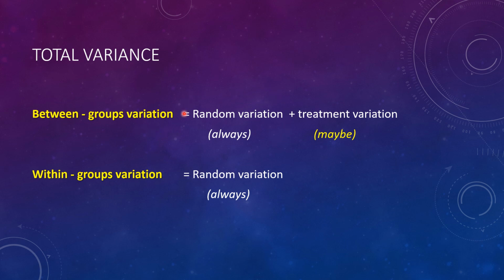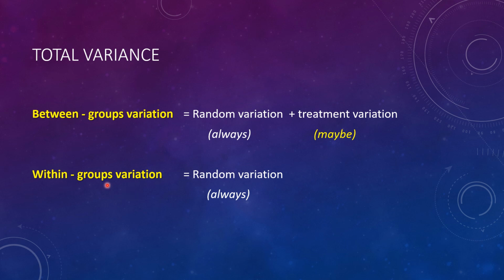Between groups variation is going to be some random variation that we know always occurs. It's also going to be combined with a treatment variation. And we have a "maybe" on here because we don't know if the treatment variation actually does anything, right? So this is still a bit of a mystery on this side. Nevertheless, conceptually, this is how we describe it: random variation plus this treatment variation.